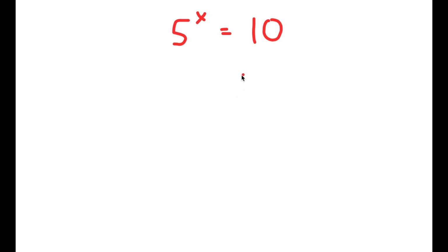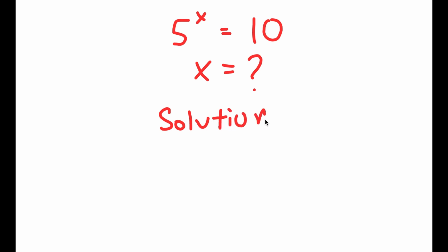Alright, so in this problem, I have 5 to the power of x is equal to 10. So obviously, I want to find the value of x here, seeing that's the only variable. So for my solution, I'm going to first start by rewriting my equation. So my equation is 5 to the power of x is equal to 10.